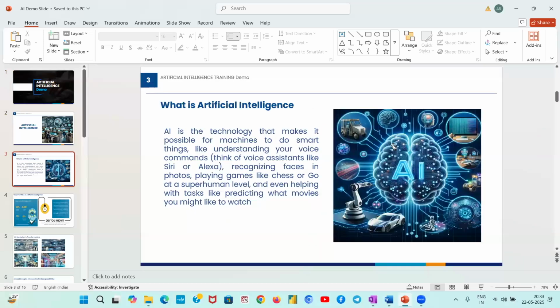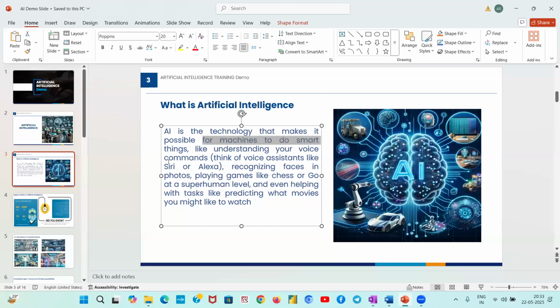So yes, what is AI, artificial intelligence? It's a technology that makes our machines do smart things. What does machine mean here? Nothing but our computer only. We are making our computer stronger in thinking and in taking smart decisions.